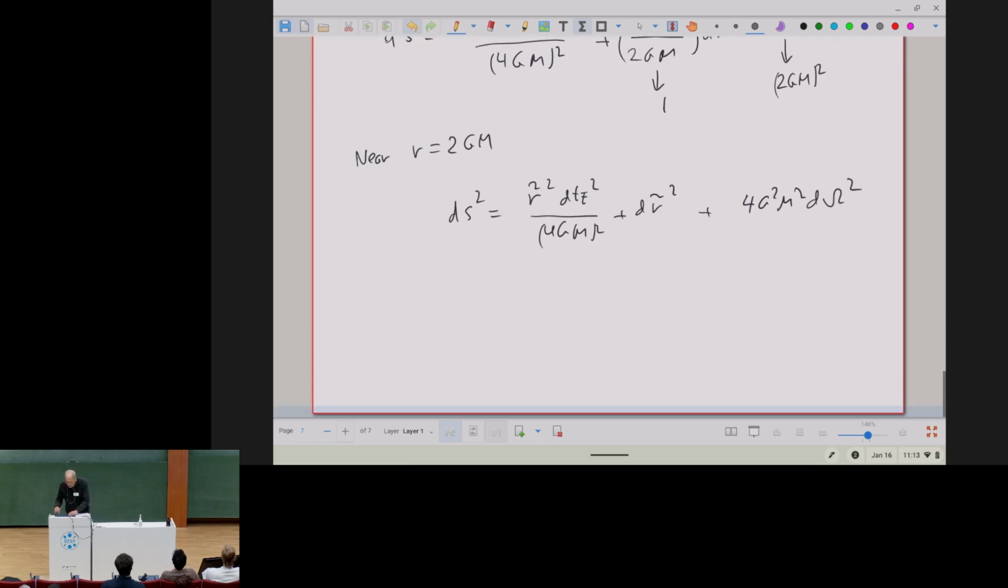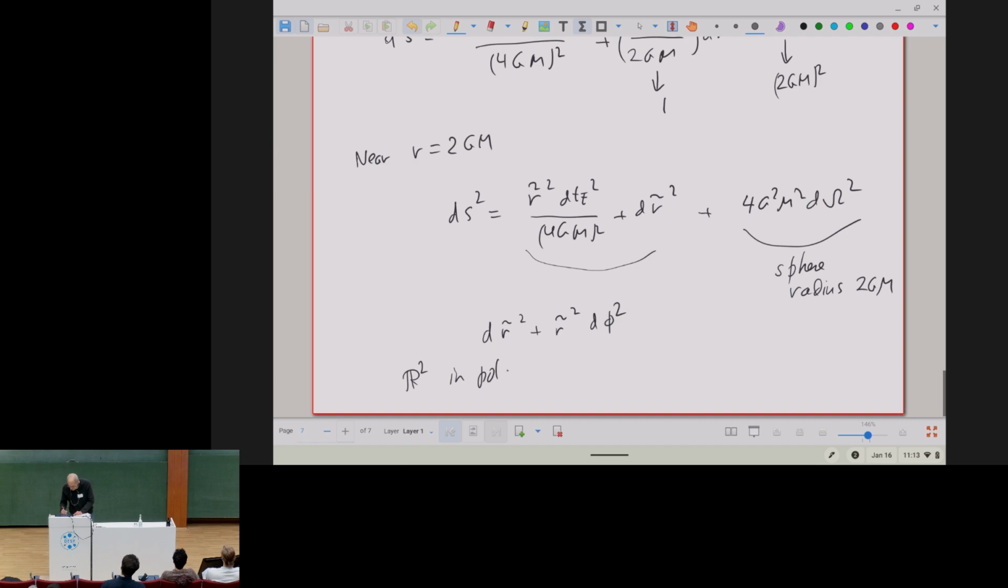So it just factors as a product of two two-dimensional metrics. This one is a sphere of radius 2GM, but it's decoupled from the rest. And this is what we have to look at. And if you look at it, it might remind you of the metric of a plane in polar coordinates. So a metric you would all know is dr tilde squared plus r tilde squared d phi squared is R2 in polar coordinates, if phi is an angular variable of period 2 pi.